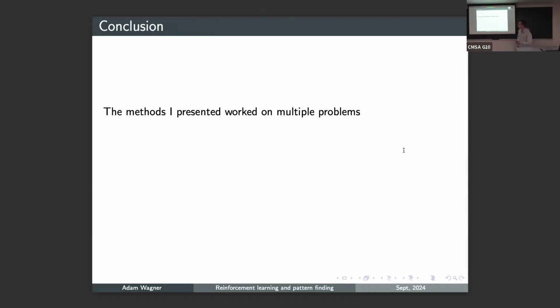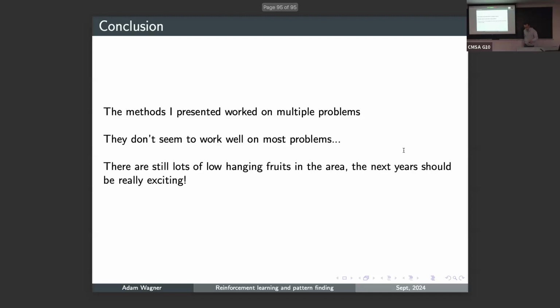Okay, and I'm just going to wrap up now. I just want to say that I showed you a couple of methods that you can use on a wide range of problems. It's definitely not the case that these methods work on most problems. In fact, the opposite. On most problems, if you try to use these methods, it's just not going to work very well, but they do seem to work on many, many problems. The most important thing is that it's very clear that things are still changing very quickly, and there's lots of low-hanging fruit. And I'm really, really excited to see what you all will come up with in the next few years. So I'm going to stop here, and thank you very much for listening.